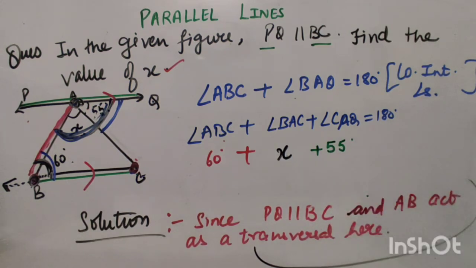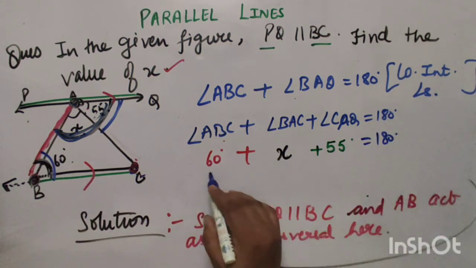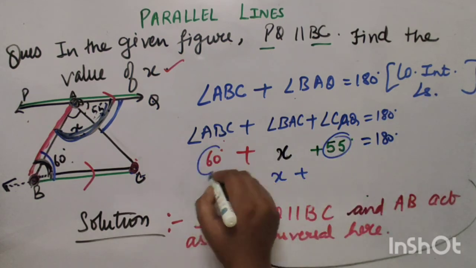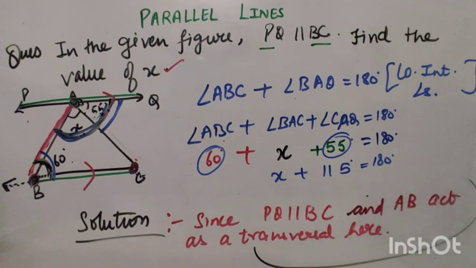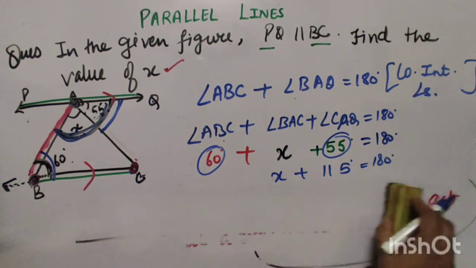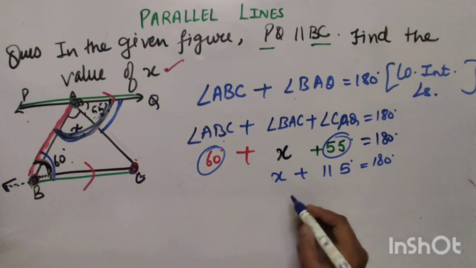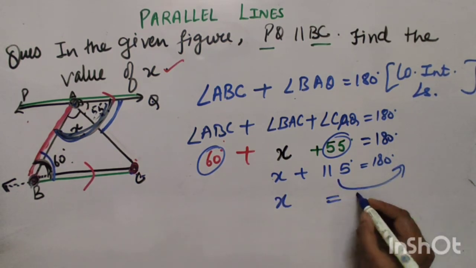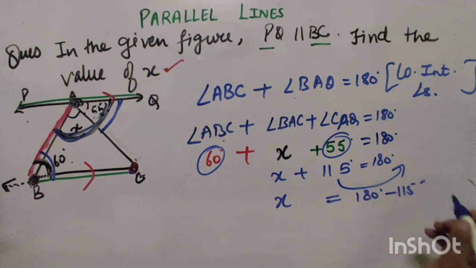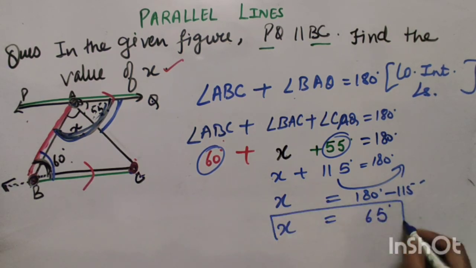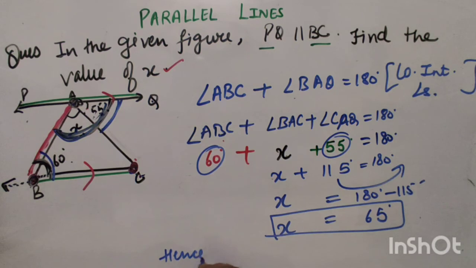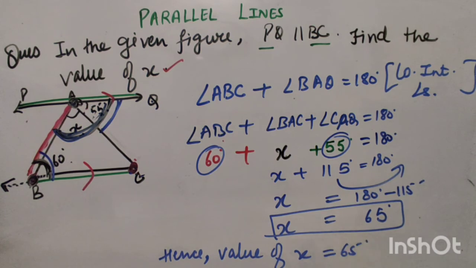Right, children? So now finally we are going to add them up. When we add, it will become x plus 55 and 60 will become 115, equals 180 degrees. Let me erase this, and then we will transpose this number here. So 180 minus 115, and it will be 65 degrees. Hence the value of x equals 65 degrees.